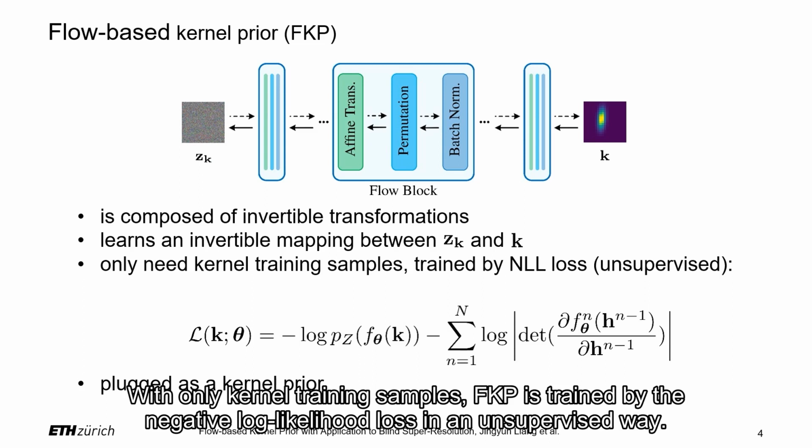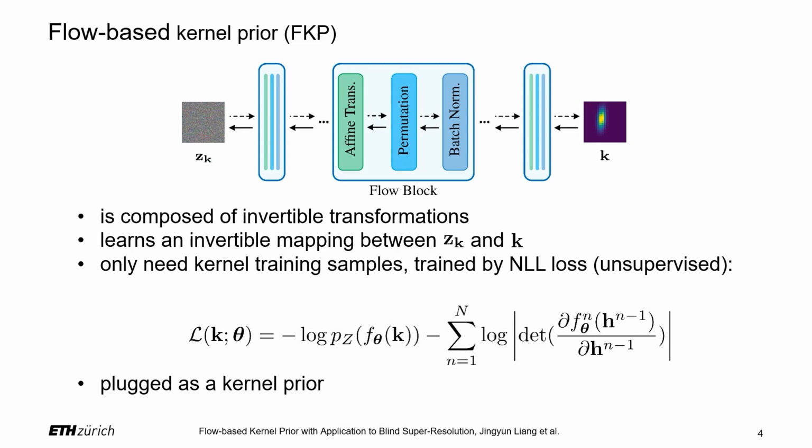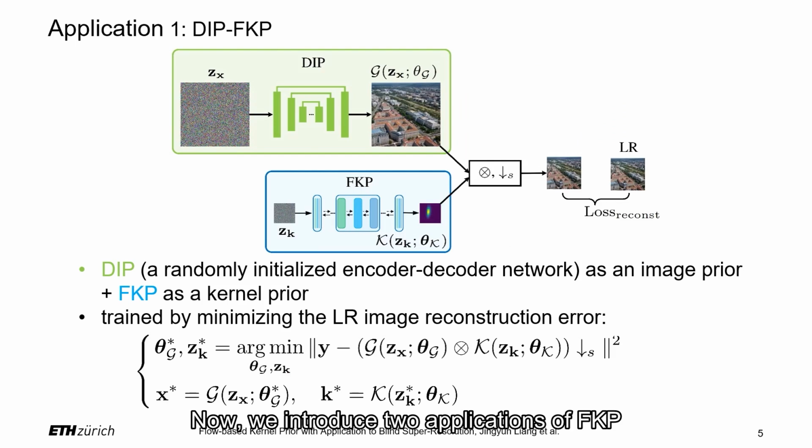With only kernel training samples, FKP is trained by the negative log likelihood loss in an unsupervised way. It can be plugged into existing image super resolution frameworks as a kernel prior. Now we introduce two applications of FKP.